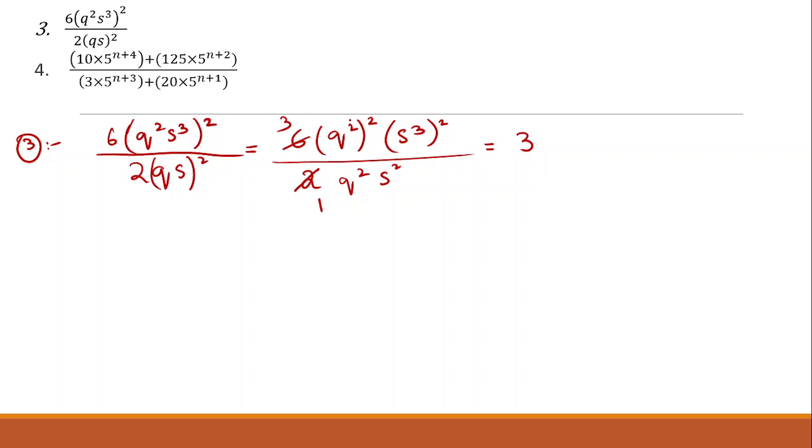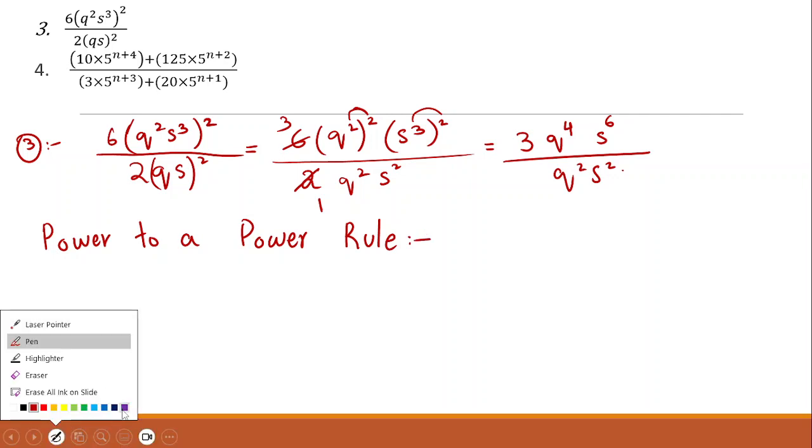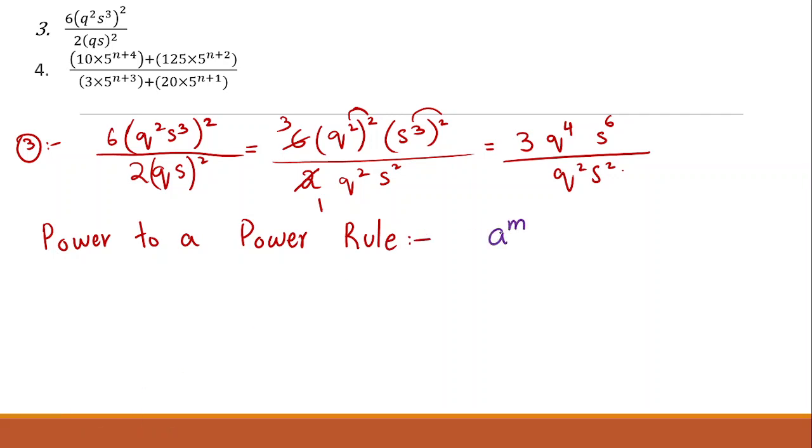Similarly, when there are two powers, we can multiply the powers. 2 multiplied by 2 is 4, so q to the power 4. And similarly, 3 multiplied by 2 is 6, so it will be q square s square. This is also a property, the power to a power rule, which says a to the power m to the power n is basically a to the power m multiplied by n. So I have just done this thing here.